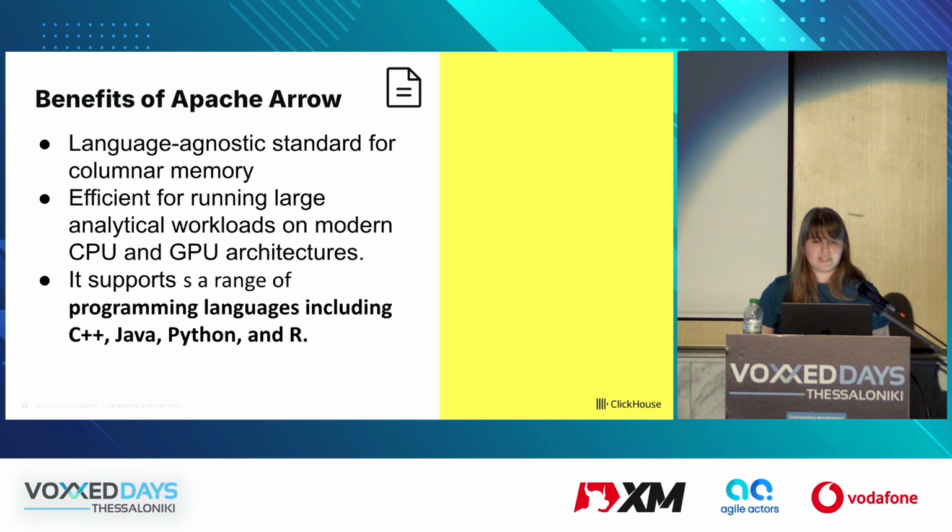So the benefits of Apache Arrow. Apache Arrow is kind of two things wrapped up into one. It's an in-memory columnar data store, yes, but it also allows you to transfer data between different projects. It's language agnostic, so it's not specific to any language, and it supports a wide range of programming languages, including C++, Java, Python, and R. And it's specifically built to be efficient on modern CPU and GPU architectures. If you want to find out more about that, you can go on the website. I don't really want to get into it here.